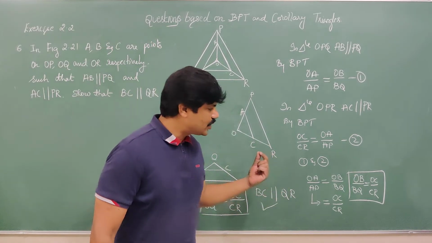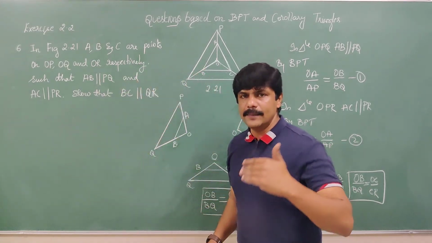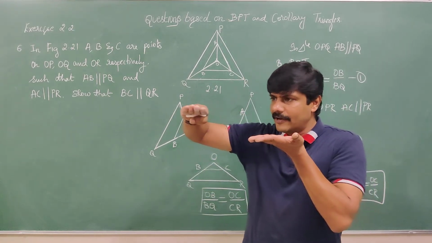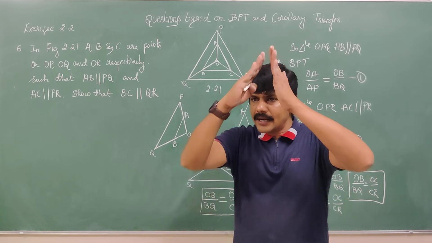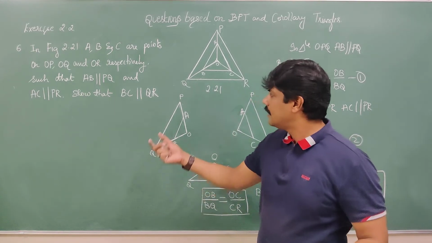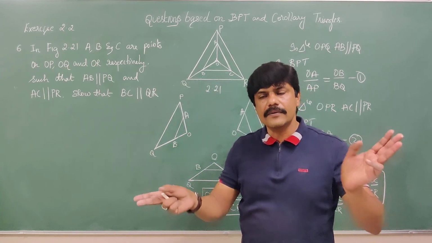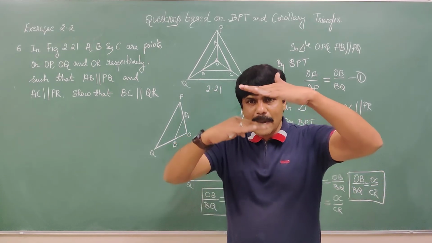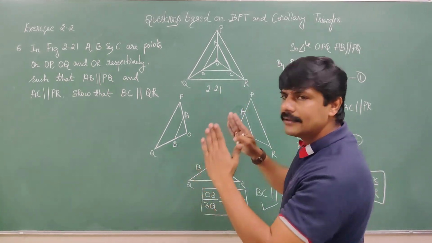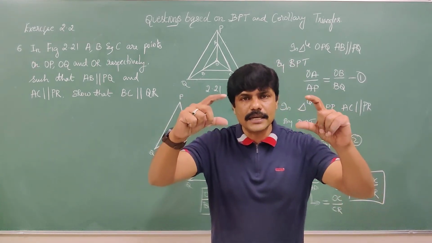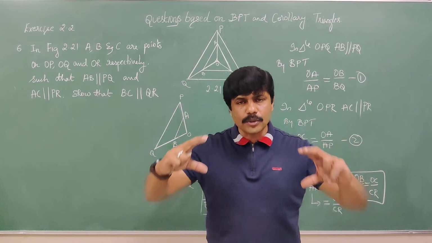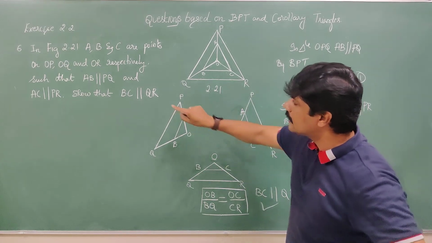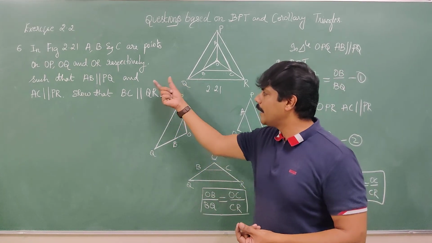Did you understand, children? It's very easy in all these set of 10 problems. We are applying either BPT or its converse. BPT means if a line is parallel to one side of a triangle, it divides the other two sides in the equal ratio. So if parallel is given, take the condition that it divides the other two sides in the equal ratio. If you want to find the parallel line, then if a line divides the other two sides in the equal ratio, the line must be parallel. That is the converse. Here we have proved this by the converse of BPT.